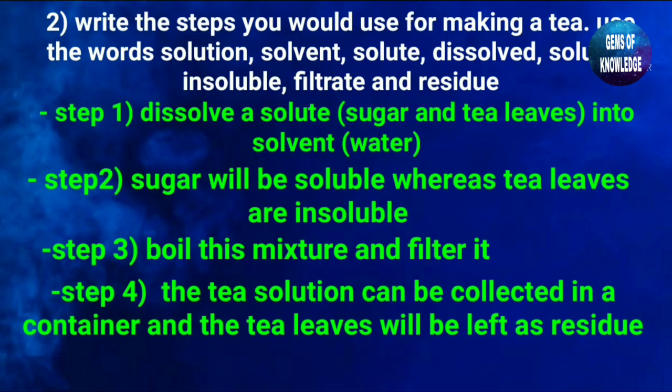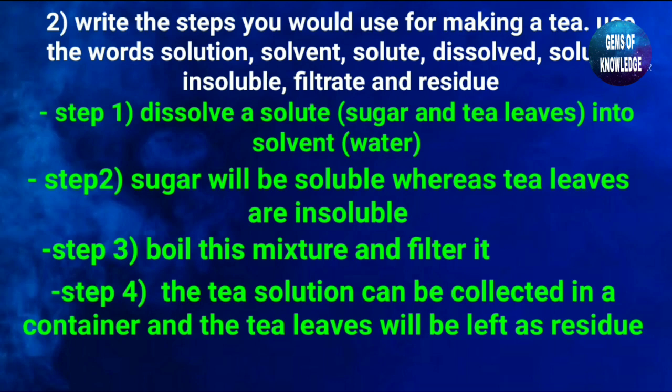So moving to the second question, you can see the second question here. Write the steps you would use for making tea. So here we have to write the steps for how we are going to prepare tea. The keywords have been given: use the words solution, solvent, solute, dissolved, soluble, insoluble, filtrate and residue. By using these words, we have to explain in steps how we are going to prepare tea.